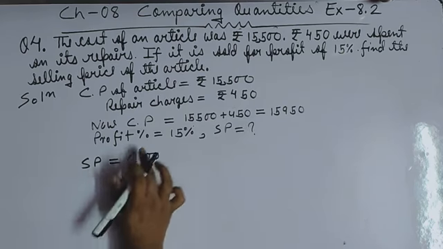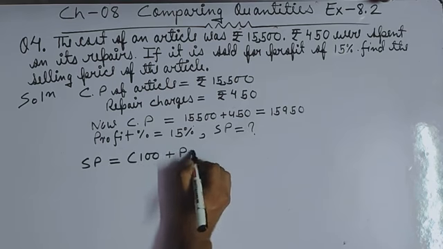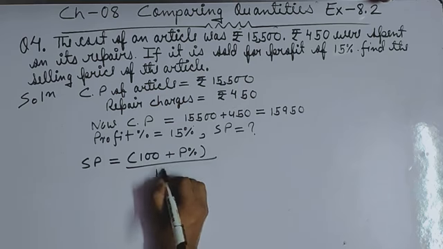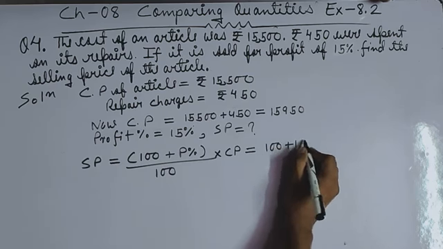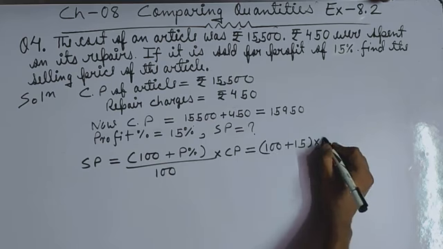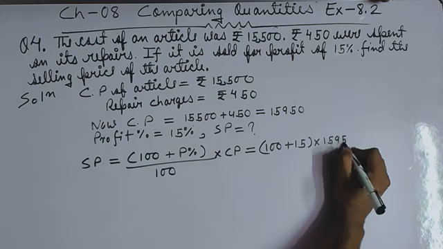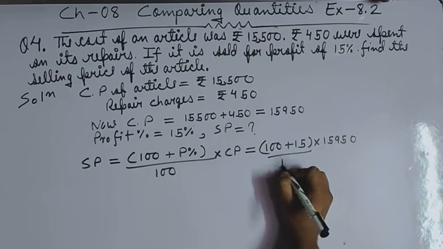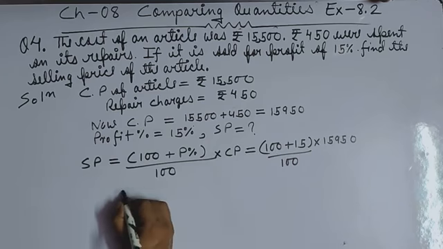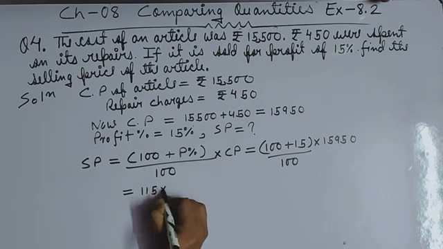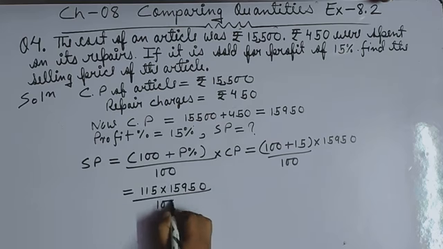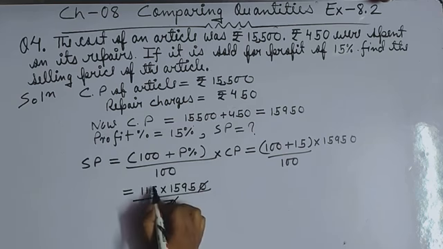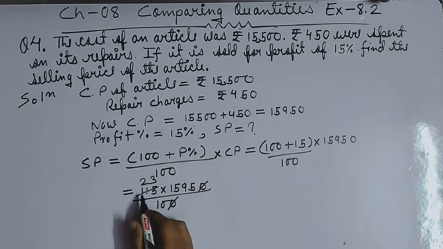So the formula for SP when profit percent is there is 100 plus profit percent upon 100 multiply CP. So we will put the values. So this will be equal to 100 plus 15 multiply 15950 upon 100. So this is 100 plus 15 is 115 multiply 15950 upon 100. So 0 से 0 cancel हो गया. Again 5 से 5 2 जा 5 3 जा and 5 2 जा.